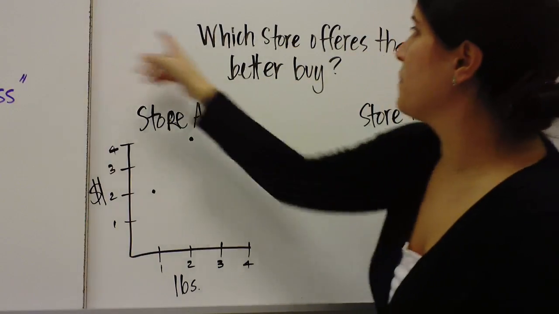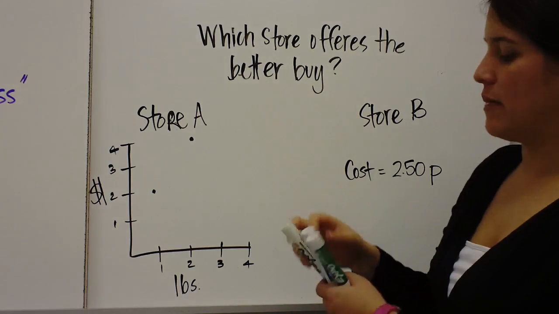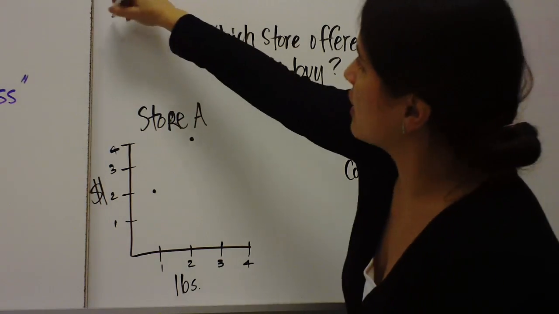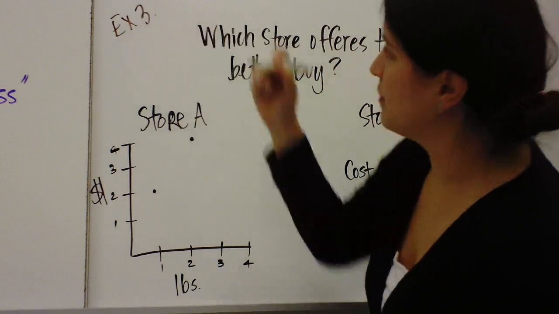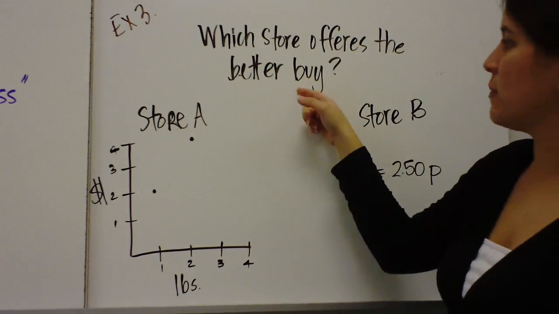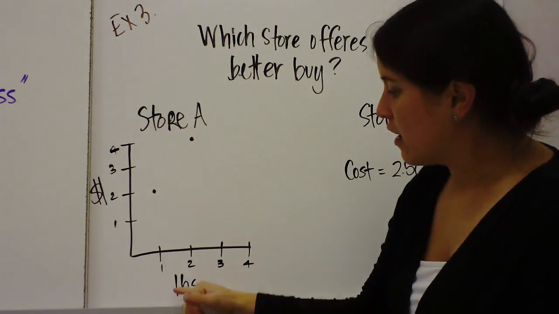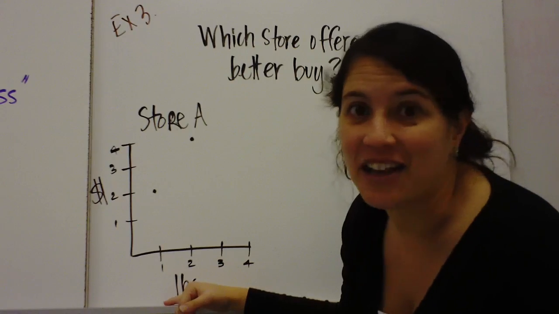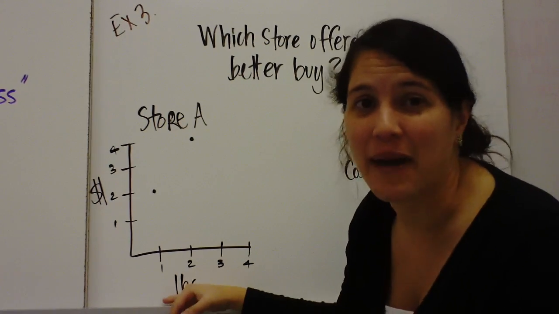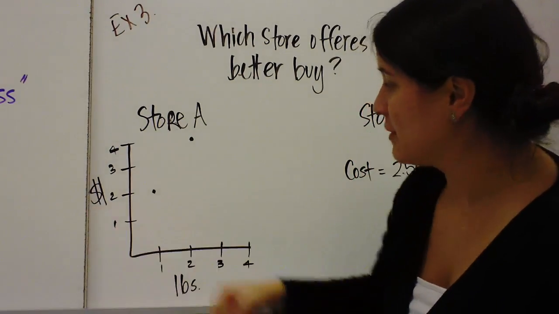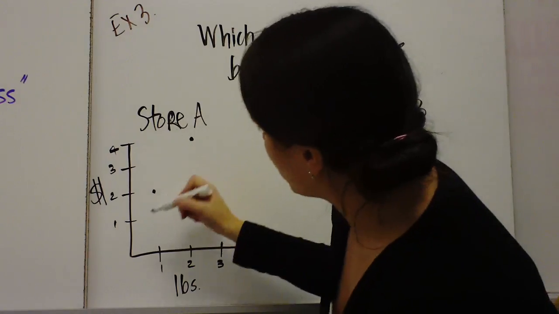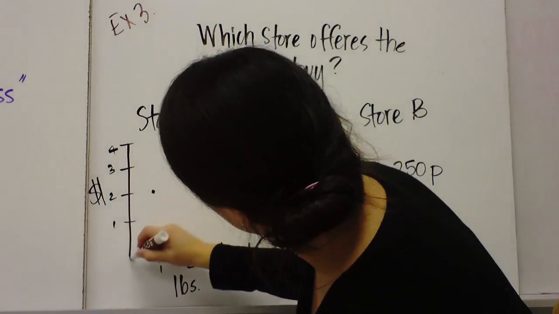Alright, so let's do a few more. Which store offers the better buy? What example is this? I forgot to write. Example 3. Which store offers the better buy? So we have store A selling, you can see I wasn't very creative, selling pounds of something for money. And here are my dots. I'm going to connect them as best I can.